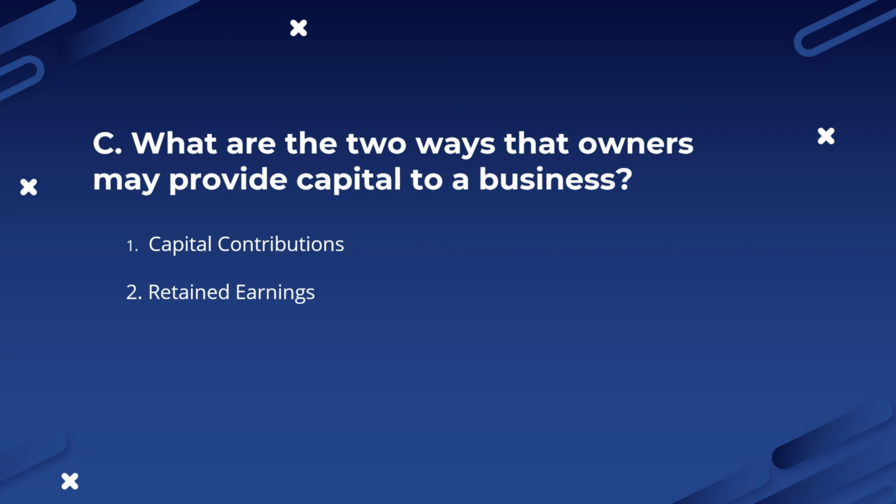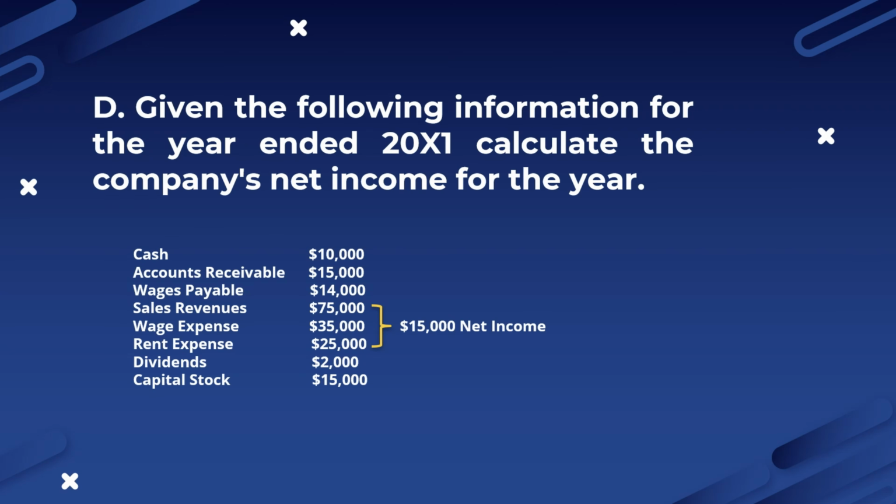The last part of this question asked you to simply calculate net income from a series of items of information. Well, net income is by definition sales revenues, any kind of revenue, less expenses. So from this information, let's make sure we can identify our revenues and expenses. The first item on this is cash.